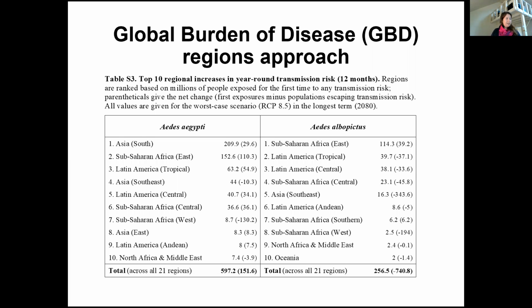And so we see with this global burdens of disease regions approach, we can see which of the regions pop to the top as the highest risk under these scenarios. And we can discuss things like how many people will be exposed for the first time under these scenarios, and how many people are going to be sort of changing in risk in these regions.